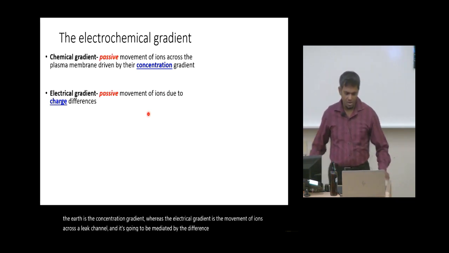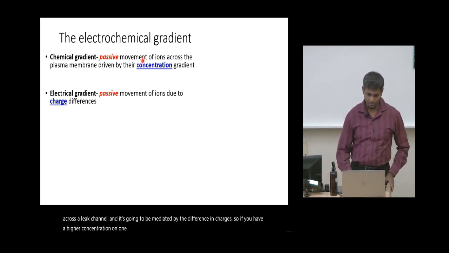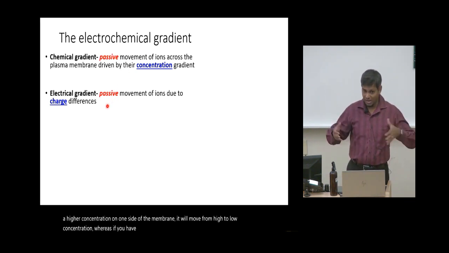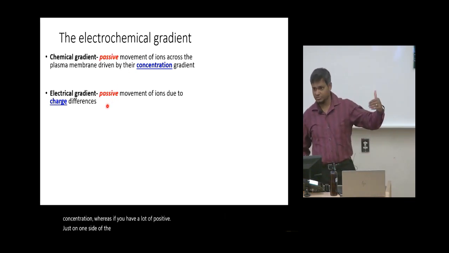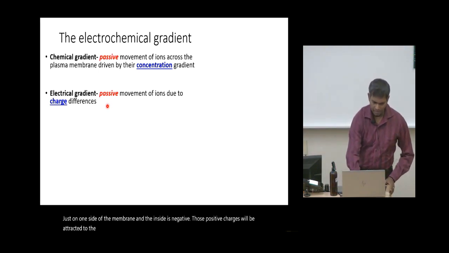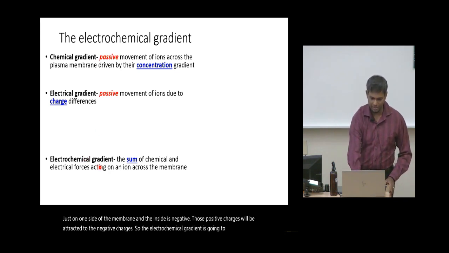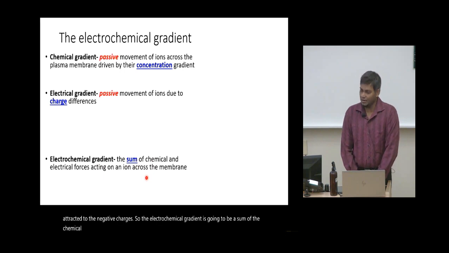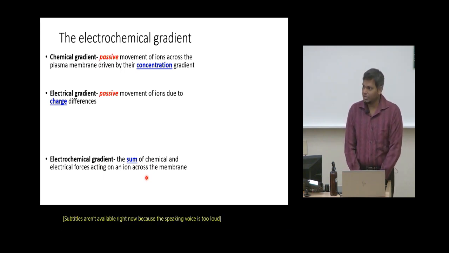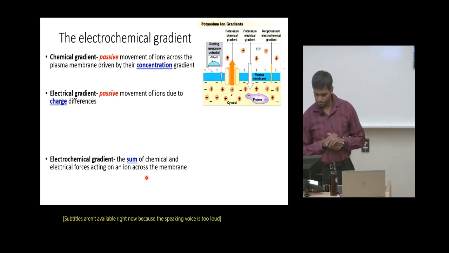So if you have a higher concentration on one side of the membrane, ions will move from high to low concentration, whereas if you have a lot of positive charges on one side of the membrane and the inside is negative, those positive charges will be attracted to the negative charges. So the electrochemical gradient is going to be a sum of the chemical and the electrical forces acting on the membrane. Okay, so let's take a look at the electrochemical gradient for the potassium ions.